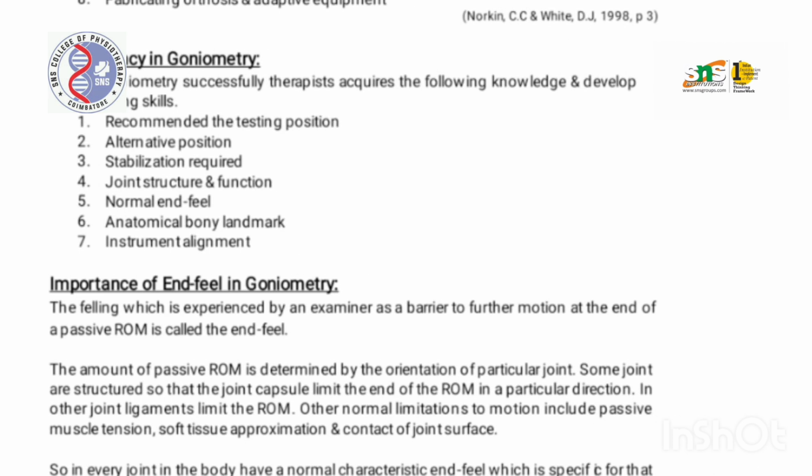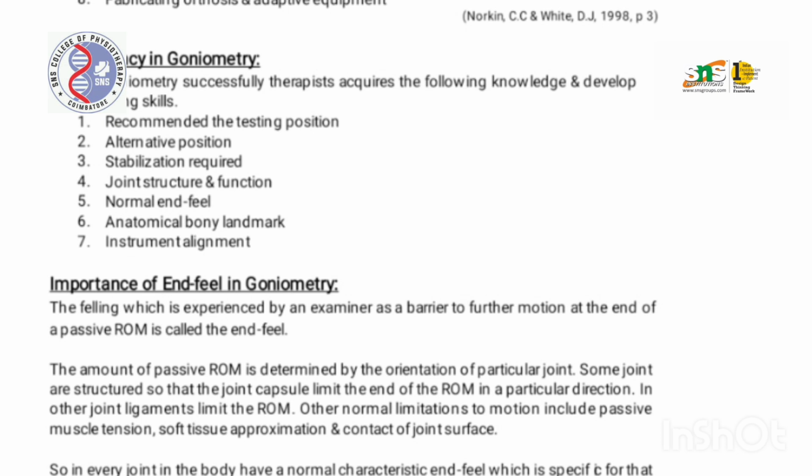Then we'll go for the importance of end feel in goniometry. The feeling experienced by the examiner as a barrier to further motion at the end of the passive motion is called end feel. The amount of passive range of motion is determined by the orientation of the particular joint.